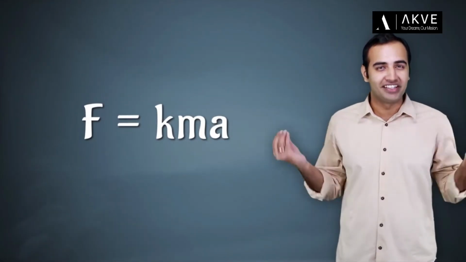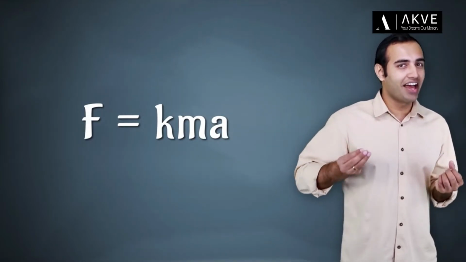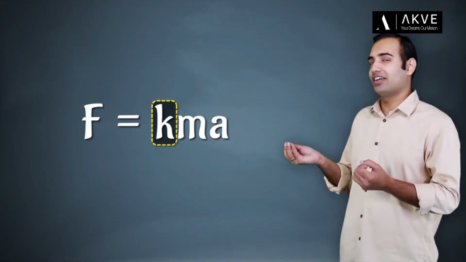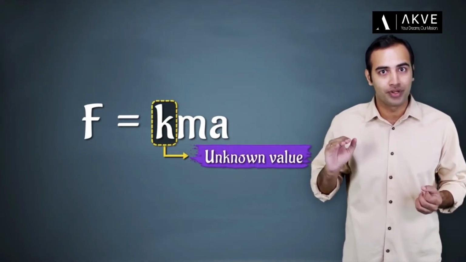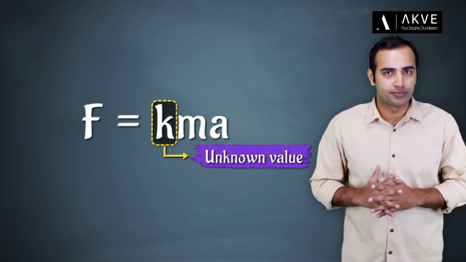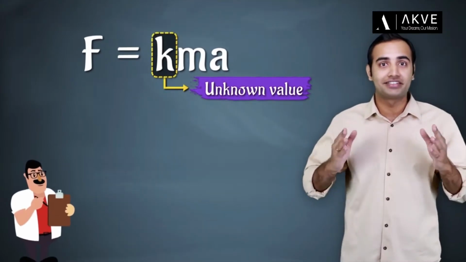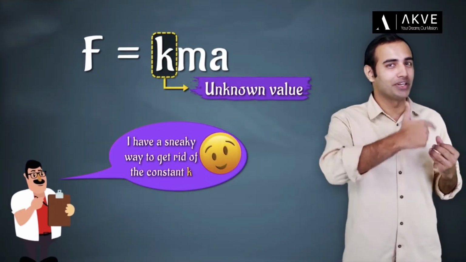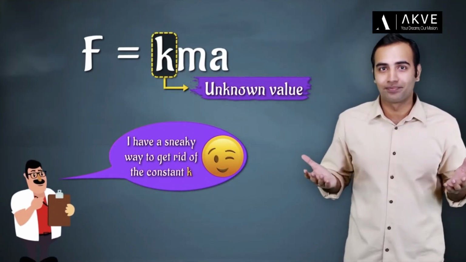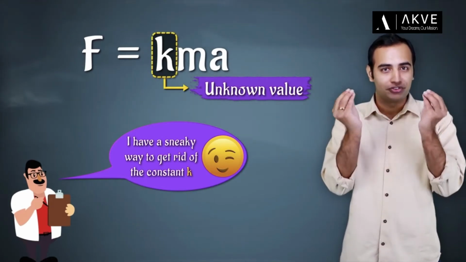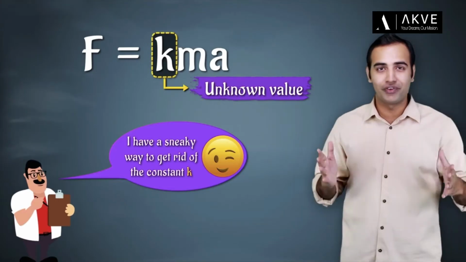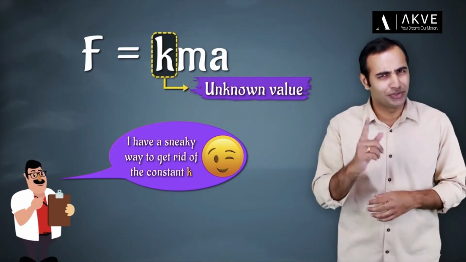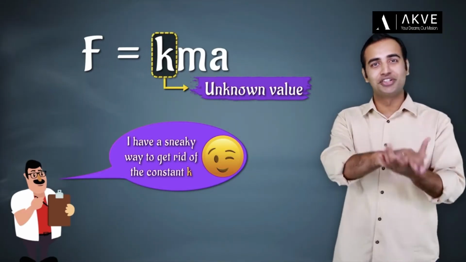Now that's pretty neat, I'd say, but we still have a constant k left in our otherwise beautiful equation, the value of which we do not know. So what do we do about that, guys? Well, you see, scientists figured out a sneaky way to get rid of this constant k. They defined the unit of force in such a way that the value of this constant k always comes out to be 1. Are you confused? Well, let me show you.